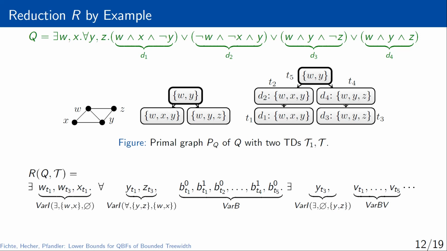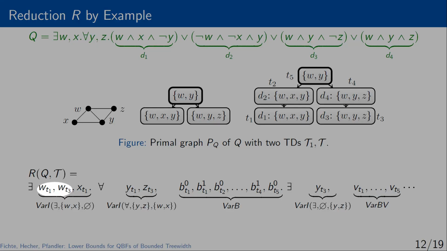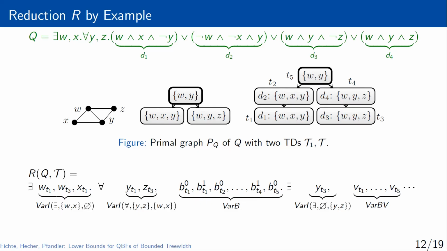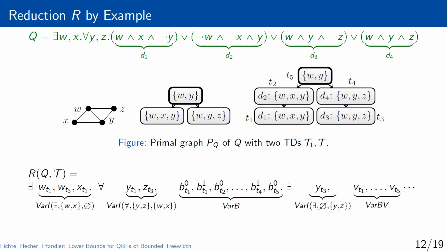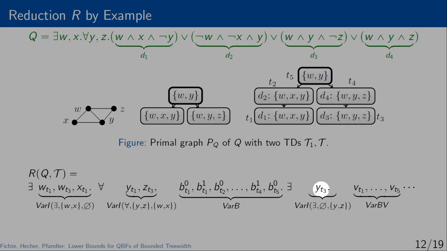Since the existentially quantified variable W is introduced in nodes T1 and T3, we have WT1 and WT3 existentially quantified. Analogously for variable X. For the universally quantified variable Y, we are only allowed to keep one copy variable under universal quantification, and we have to shift the other copies to the next existential quantifier. Intuitively, in the end, we want to have that the truth values of these copy variables are identical. So the shifted variables have a clear existential dependency on the one copy variable that is universally quantified.